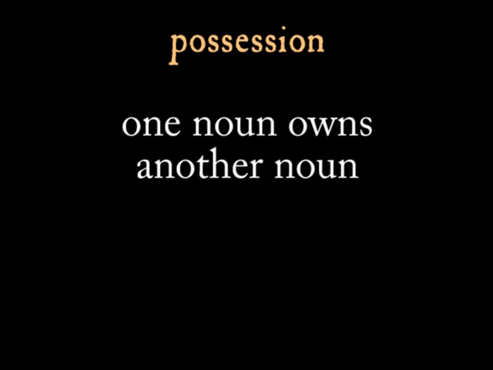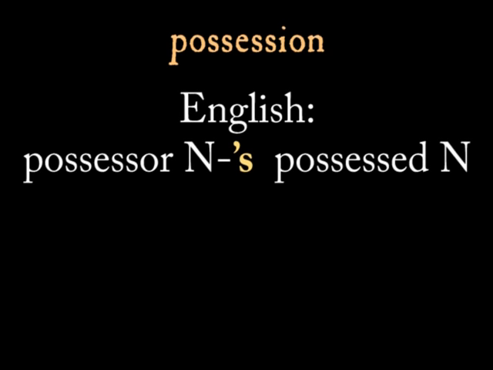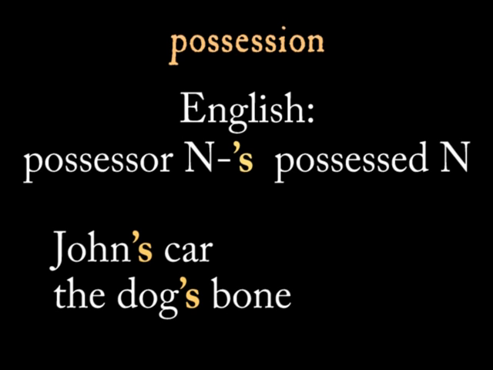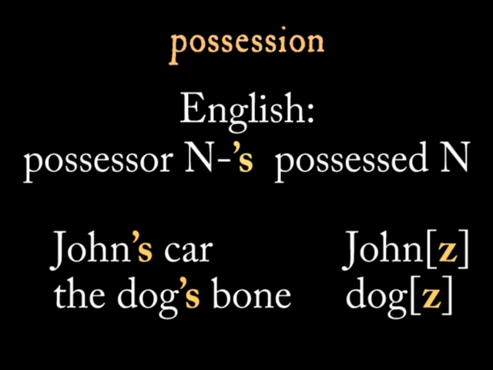Starting with possession. It has a fairly descriptive name. You can probably guess that it tends to deal with one noun possessing another noun, and that's the gist of it. In English, we show possession by adding an apostrophe-s suffix or clitic to the noun that is the possessor, and placing that noun before the noun that is the possessed noun. An example would make this clearer: John's car or the dog's bone. Both of these examples use the z allomorph of the apostrophe-s morpheme to show possession.